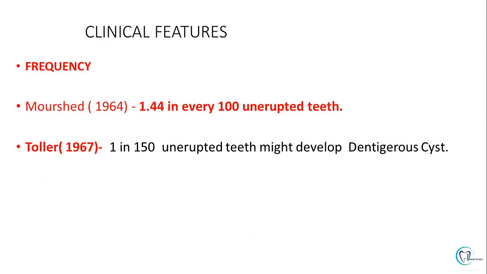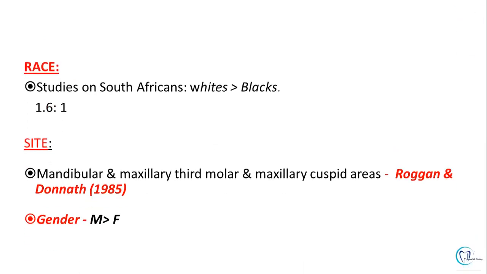When we talk about its clinical presentation, according to Mourshed et al., out of 100 unerupted teeth about 1.44% will show conversion into dentigerous cyst. However, according to Toller, out of 150 unerupted teeth, only one may have the potential to transform into dentigerous cyst. When we talk about racial predilection, studies have documented that dentigerous cysts are more common in the South African population, especially in whites. Comparing the white population with the black population, the ratio is 1.6:1.